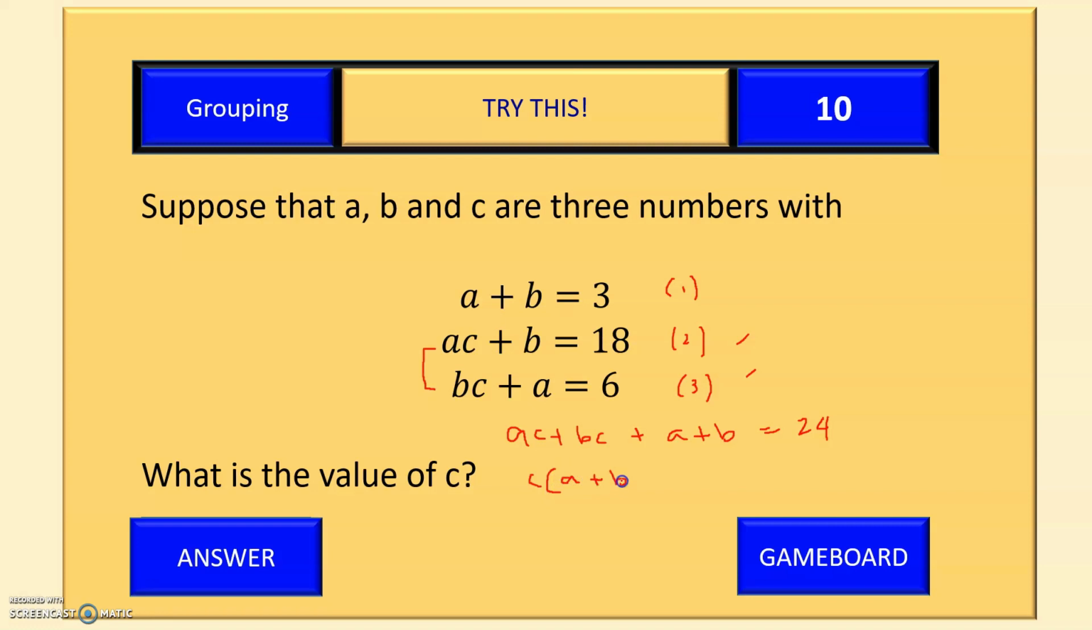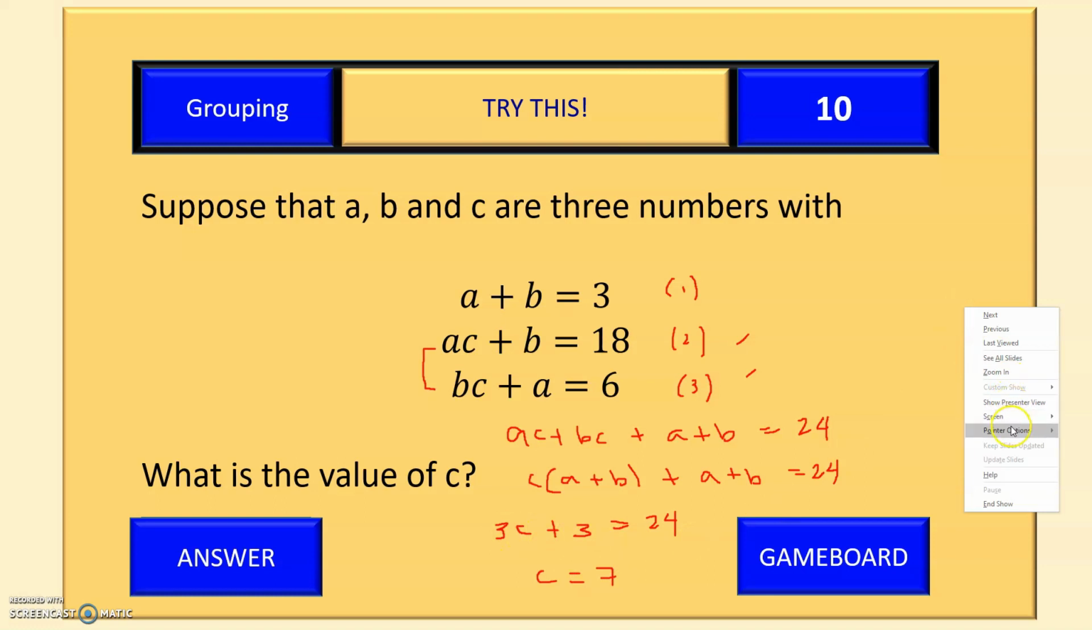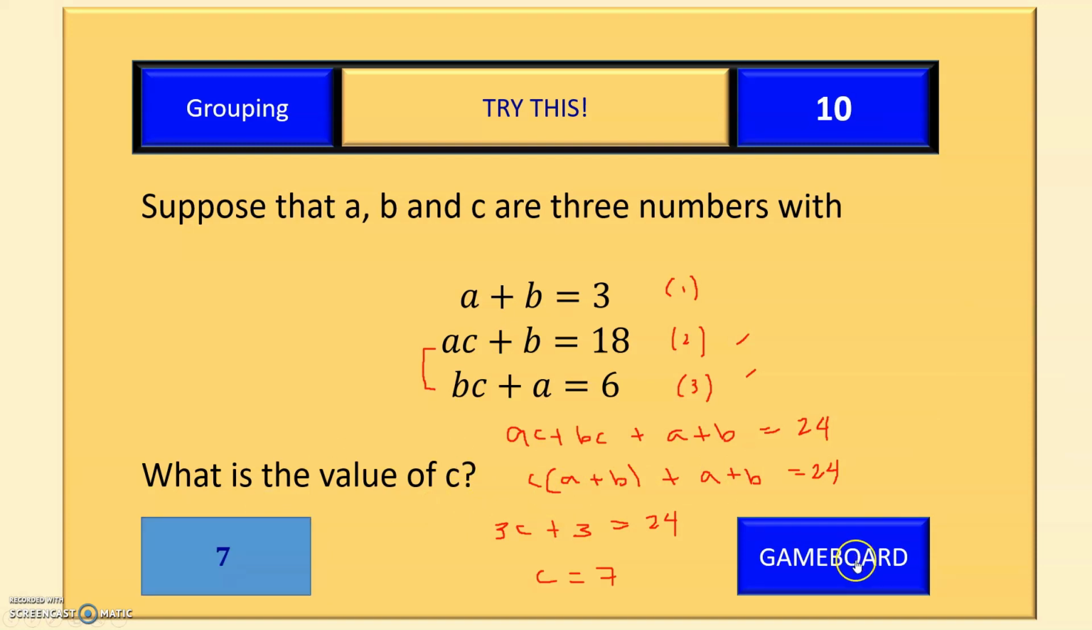Now, note that I can factor out C here. That will be C times A plus B equals 24. Now, note that using equation number 1, it's just 3. So, that will be 3C plus 3 equals 24. So, clearly, 24 minus 3 is 21 over 3. That's equal to 7. See that? So therefore, let's see if our answer is correct. There you go. Back to game board.